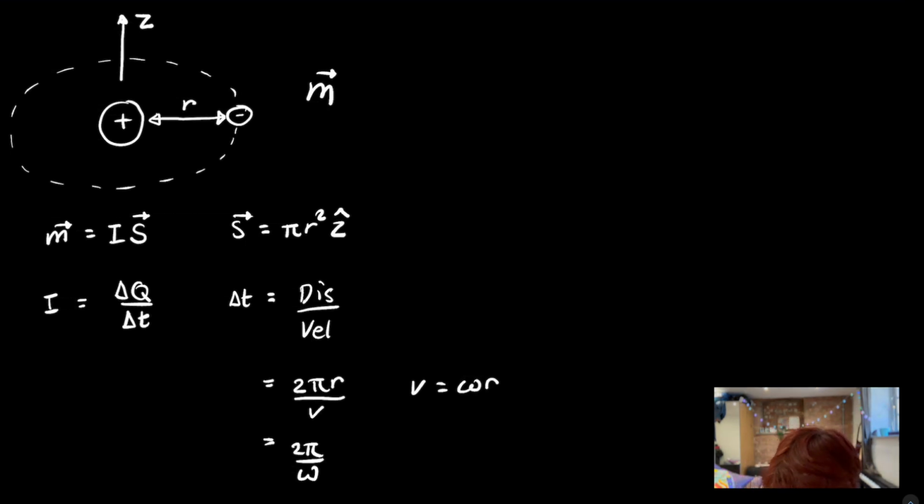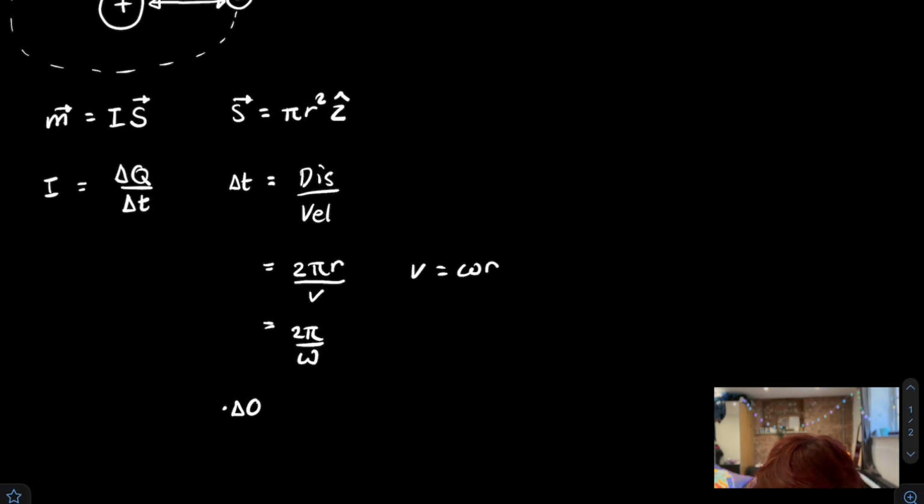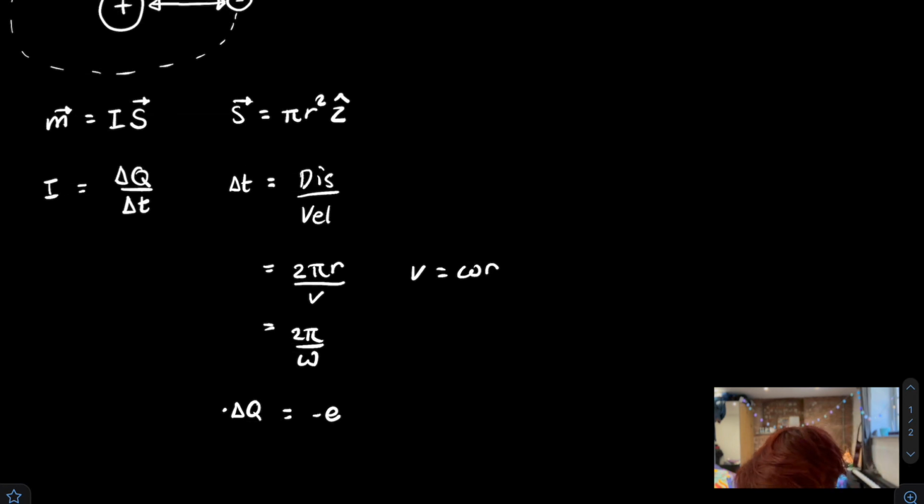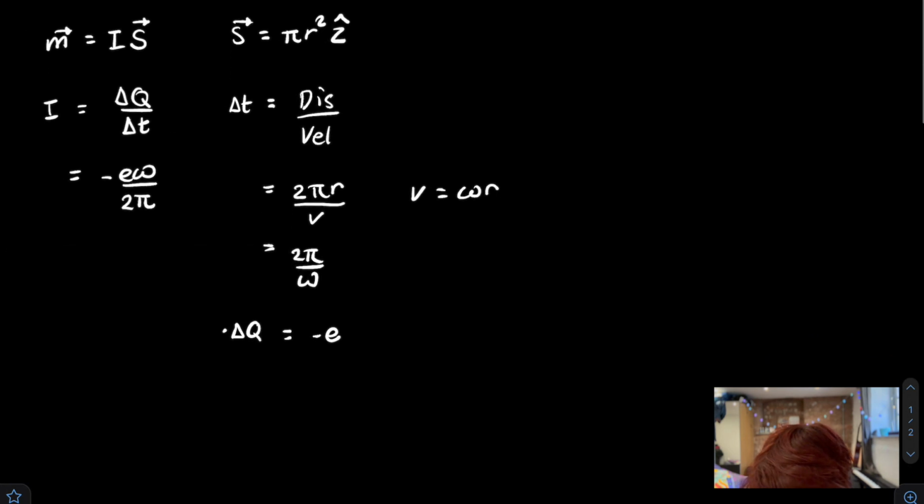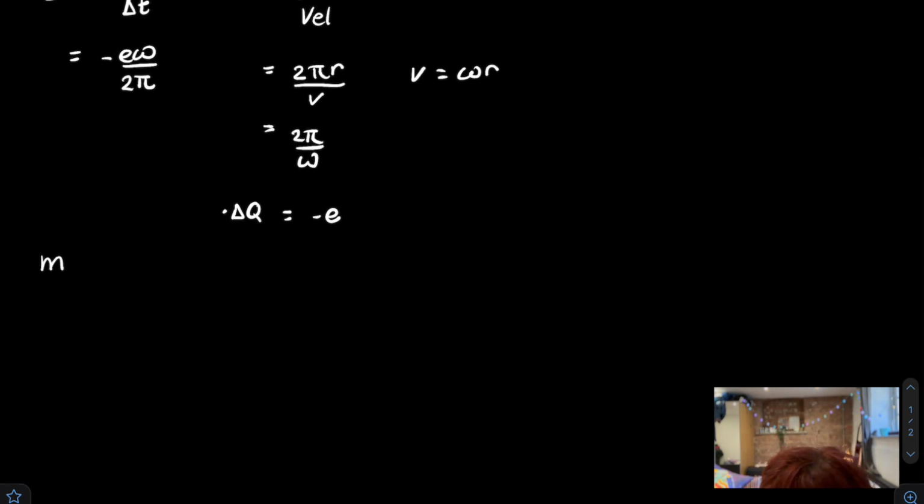So that's delta t, but what about delta q? Well, delta q is simply equal to the charge of an electron, which is minus e. If we substitute both of these into the equation for the current, we get minus e omega divided by 2 pi. And now that we have the current, we can go ahead and calculate the magnetic dipole moment, which is the current, minus e omega over 2 pi, multiplied by the area, which we said was pi r squared.